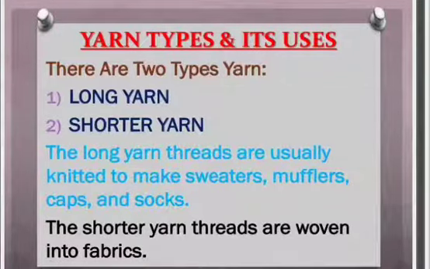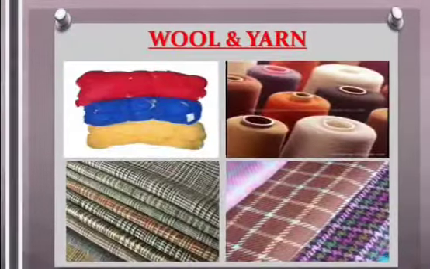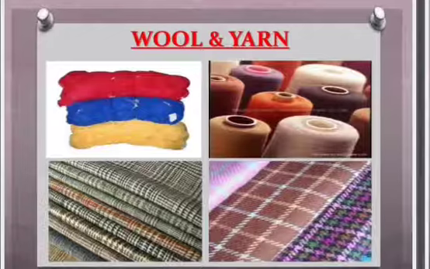Yarn types and its uses. There are two types of yarn, long yarn and shorter yarn. The long yarn threads are usually knitted to make sweaters, mufflers, caps and socks. The shorter yarn threads are woven into fabrics. These are the pictures depicting wool and yarn.